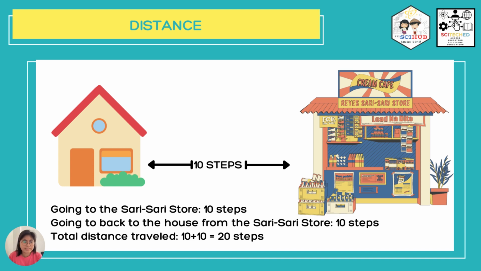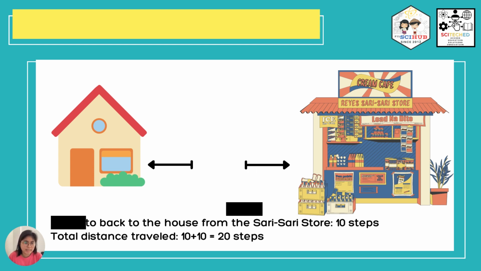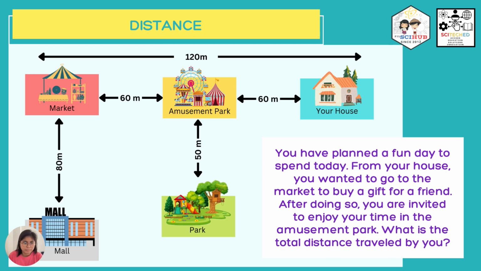Now, to further understand distance and the concept of distance traveled, let's look at this illustration and this problem. As you can see here, we have this map showing the distances of each place from each other. Then this is the problem. You have planned a fun day to spend the day. From your house, you wanted to go to the market. Then from the market, what you wanted to do is to buy a gift for a friend. After doing so, you are invited to enjoy your time in the amusement park. So what is the total distance traveled by you?